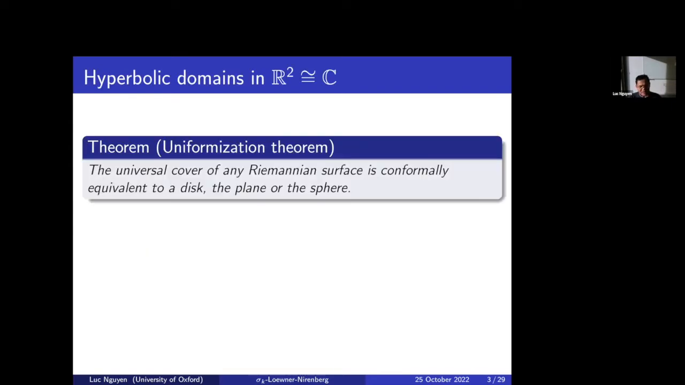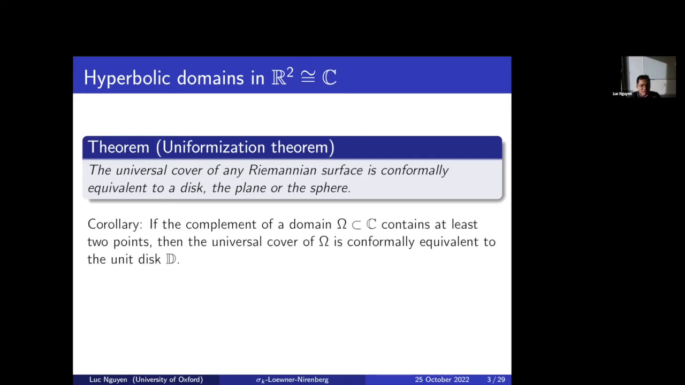Okay, so let me start with a classical theorem in 2 dimensions, the uniformization theorem. It says that the universal cover of any Riemannian surface is conformally equivalent to either a disk, the plane, or the sphere. A consequence is that if you have a planar domain omega such that the complement contains at least 2 points, then the universal cover of omega is conformally equivalent to the unit disk.